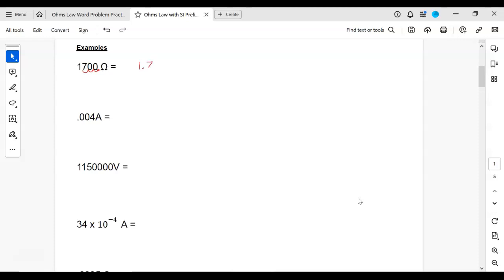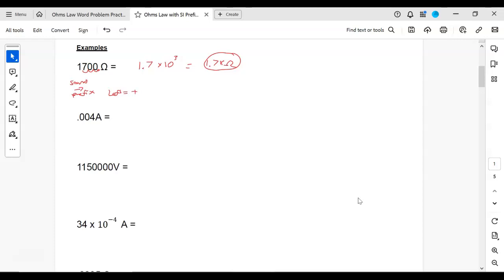But because we moved it back 1, 2, 3, we need to say that this is times 10 to the power of 3. And then using our table, we know that 10 to the power of 3 is kilo. So 1,700 ohms is equal to 1.7 kilo ohms. All right, so there's one example there. Again, when we're converting from standard to the prefix, we need to realize that if we're going to the left, it's positive.